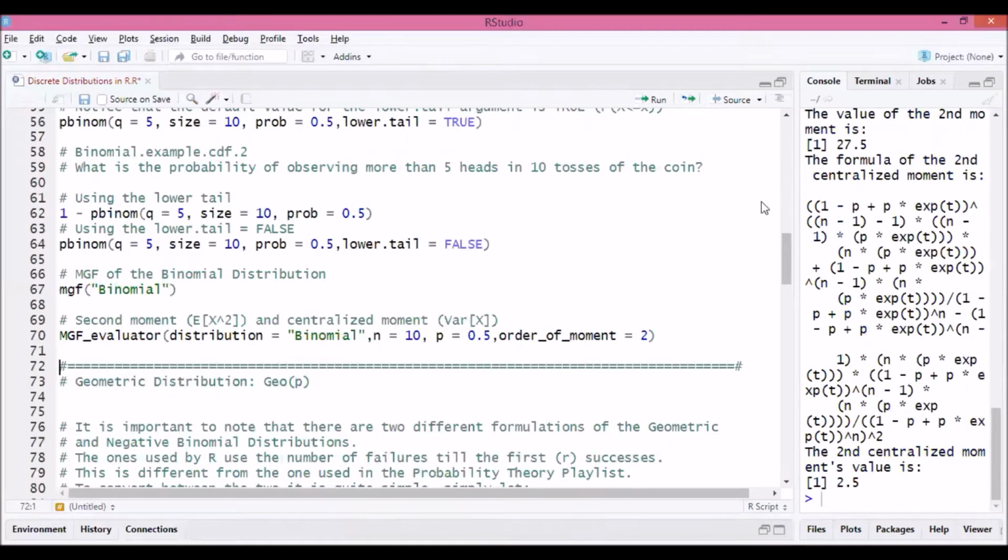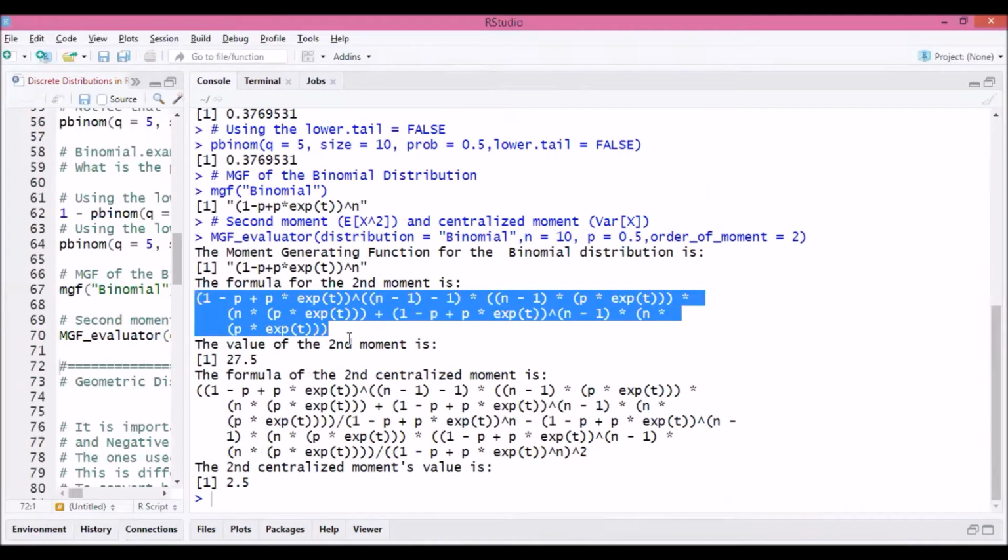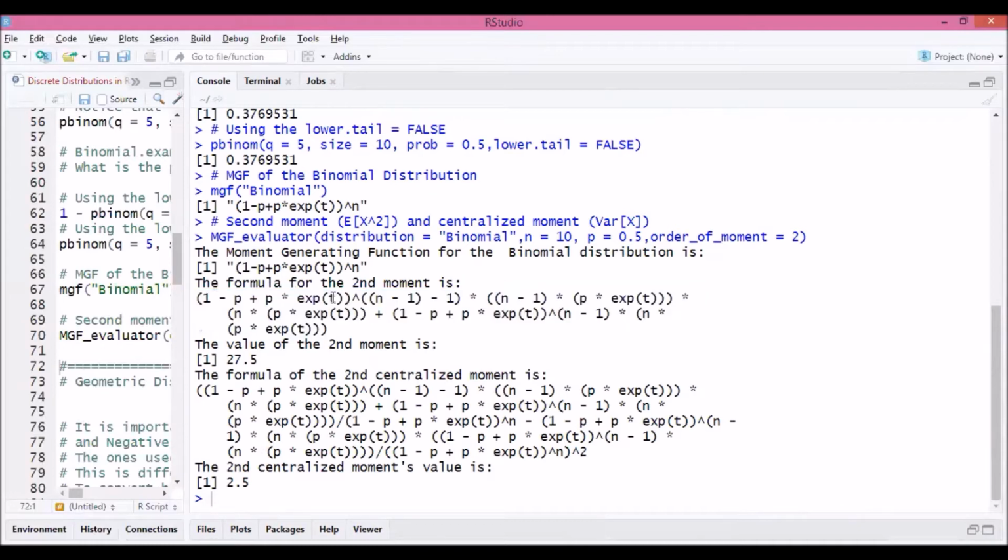So we run this code and we get all these various lines of output. This is what the formula would be for the second moment of the binomial distribution if we derive it from the derivatives of the moment generating function. This is before the value of t has been evaluated at t equals 0. So if you were to plug in t equals 0 here by yourself, you could find the formula for the second moment in terms of p and n. And you would find that the second moment's value was 27.5.